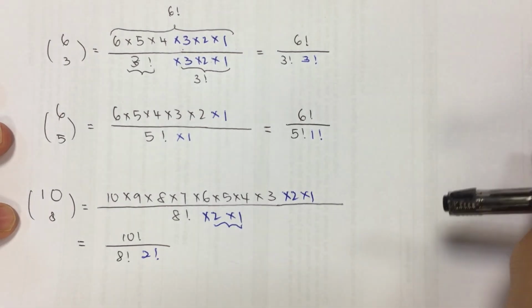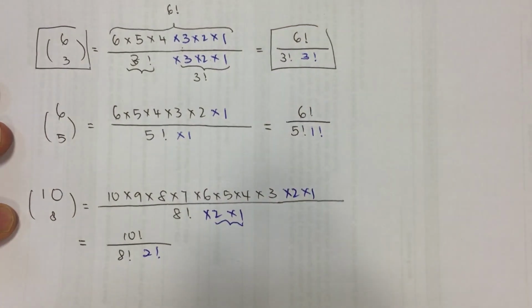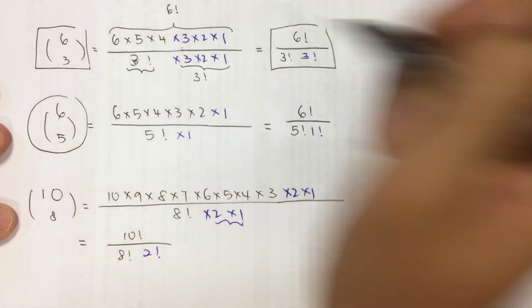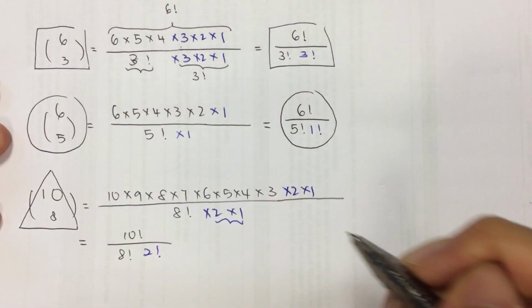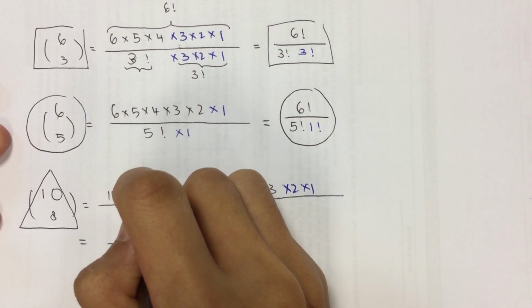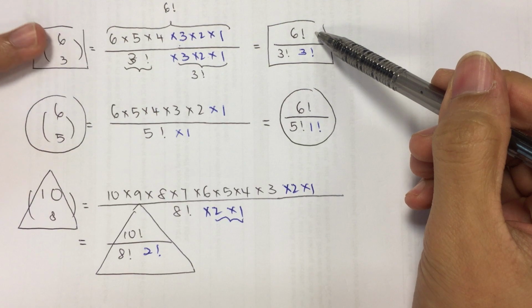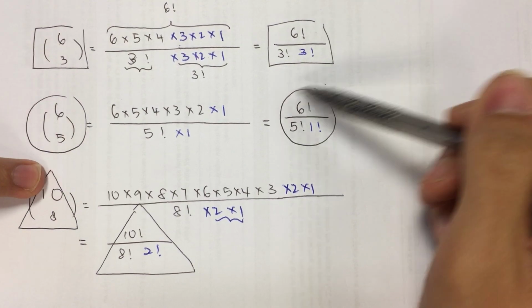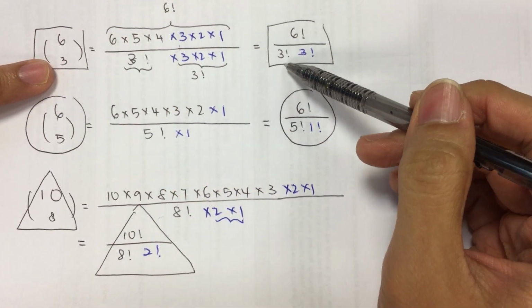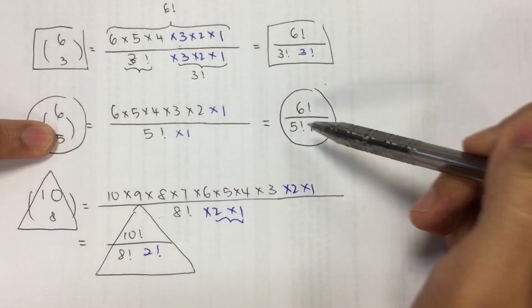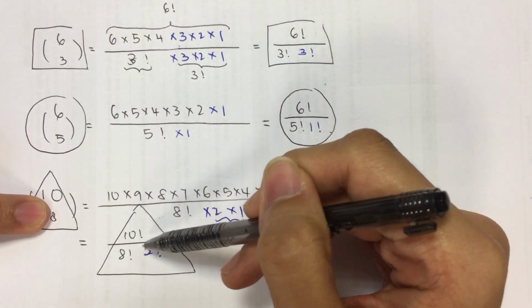So I want you to see whether you can recognize a pattern. 6 choose 3, I just have 6 factorial, 3 factorial, 3 factorial. 6 choose 5, 6 factorial, 5 factorial, 1 factorial. 10 choose 8, 10 factorial, 8 factorial, 2 factorial. I'm sure you can see how the numerator appears: 6 here, 6 here, 6 here, 10 here, 10 here. How about the denominator? I see a 3 here, 3 factorial, 3 factorial. I see 5 here, 5 factorial, 1 factorial. And the last one is 8, 8 factorial and 2 factorial.